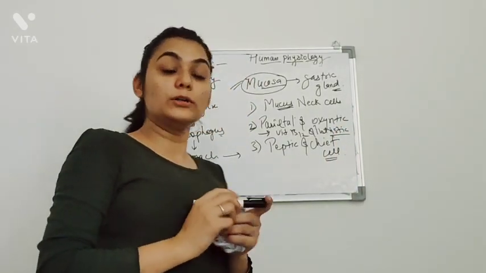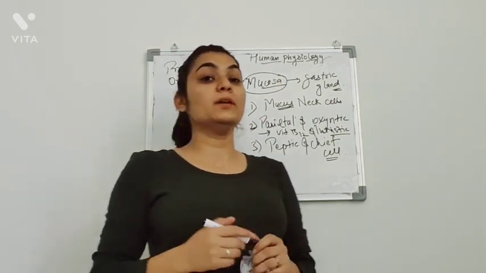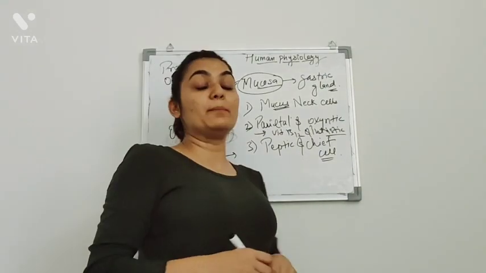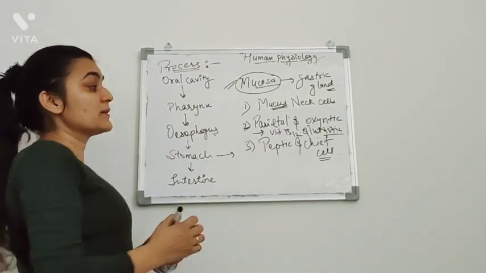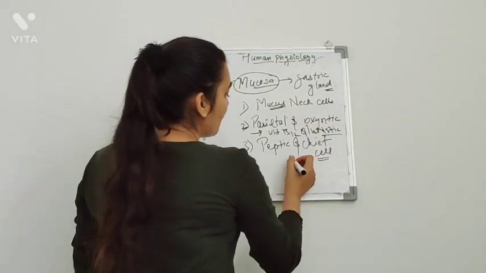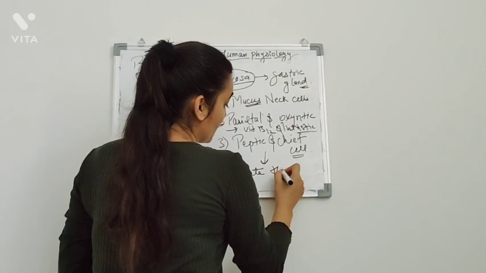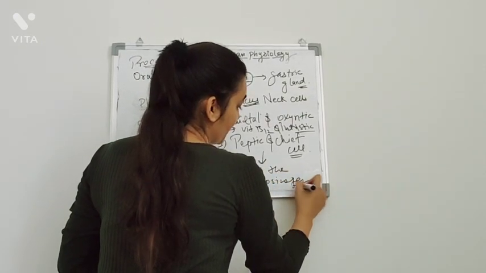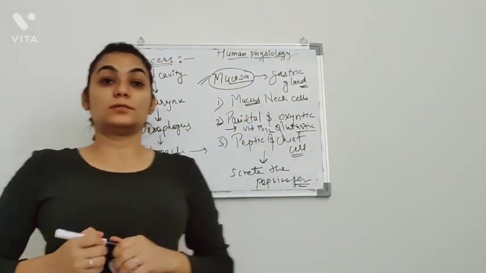Castral intrinsic factor. Both are helping in the absorption of vitamin B12. After that, the third gland is the peptic cells and the chief cells. What is the peptic cell? What is the function of the peptic cells? The function of the peptic cells is to secrete pepsinogen, the pro-pepsinogen enzyme.